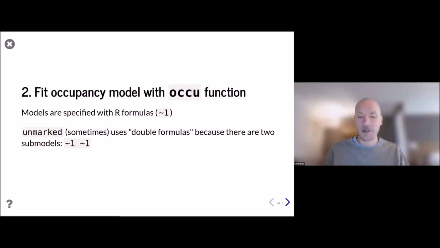Unfortunately, unmarked is not super consistent about the use of this double formula. The example we'll look at uses it, but other types of more complicated models actually just have separate arguments for each submodel formula, which is in some ways easier. So you kind of just have to look at the documentation to figure out how it should be specified.